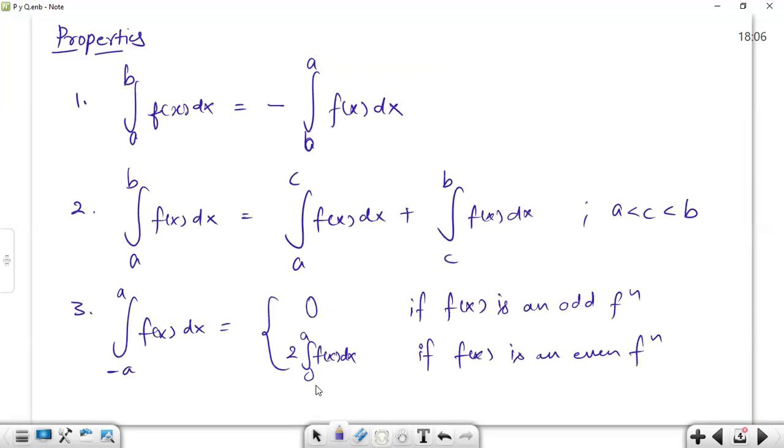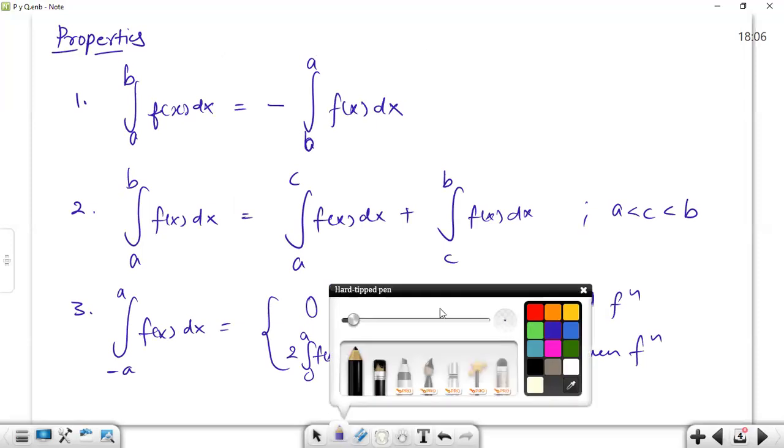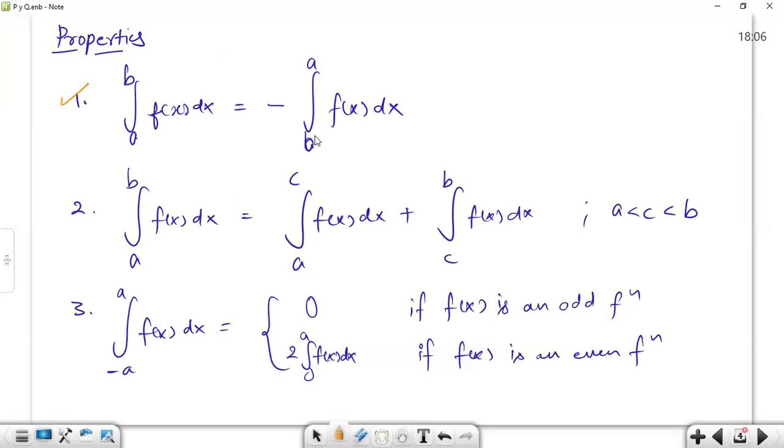Okay. So these are the properties. Property number A, we discussed it earlier. So, this is change of sign when we change the limits. Breaking of limit when C is lying in between A and B.